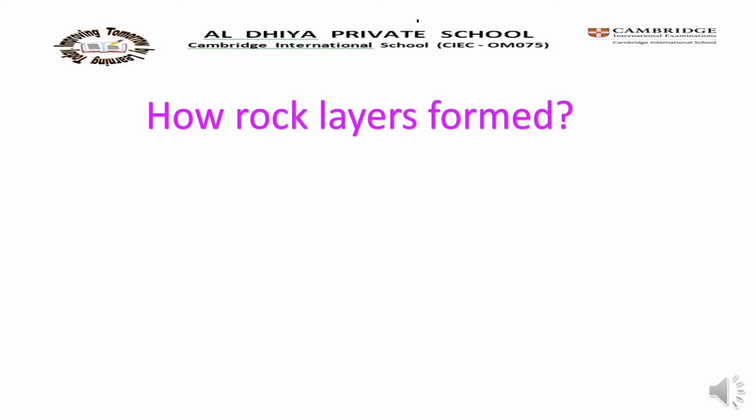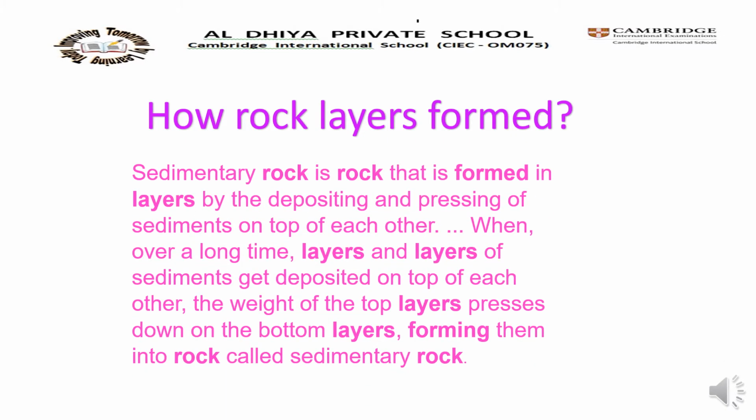How are rock layers formed? Sedimentary rock is a rock that is formed in layers by the depositing and pressing of sediments on top of each other. Over a long time, layers and layers of sediments get deposited on top of each other. The weight of the top layers presses down on the bottom layers, forming them into rock called sedimentary rock.